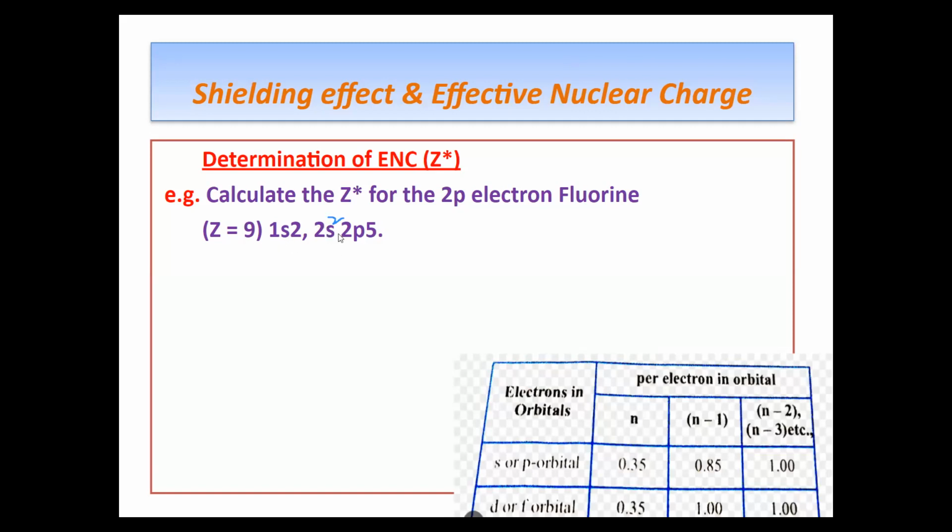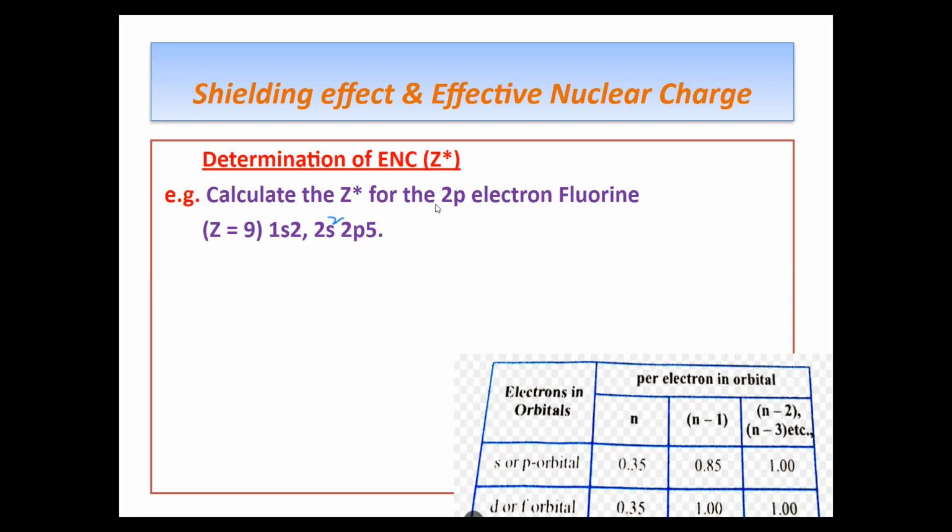The electronic configuration is 1s2, 2s2, 2p5. The problem asks to calculate only for the 2p electron, the outermost shell electron. So for that one particular electron we have to calculate the effective nuclear charge. What is the effective nuclear charge? It is the original nuclear charge decreased, due to the screening effect of inner electron repulsions. So by using the formula you can easily calculate.